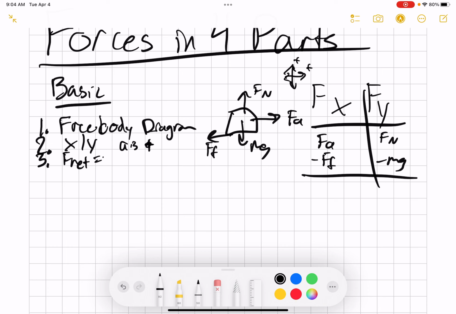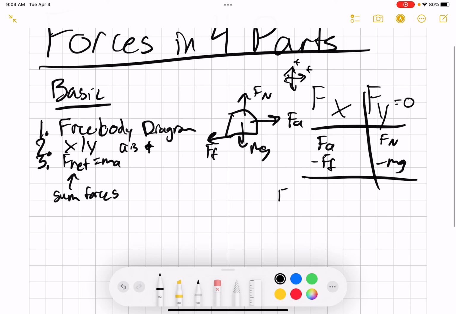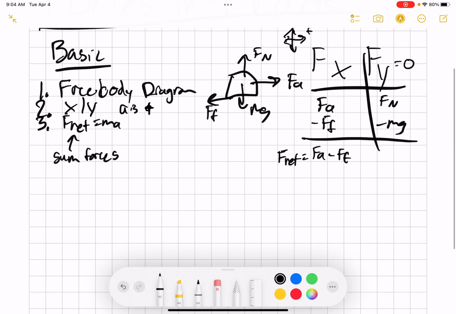Okay, our Fnet equals ma. So what we need to do is put the sum of the forces in for our Fnet. Okay, so for example here we know that Fy is just going to equal 0. So our Fx is going to be our Fnet. So I have something like Fnet equals Fa minus Ff. Okay, so those are sort of our basic steps.